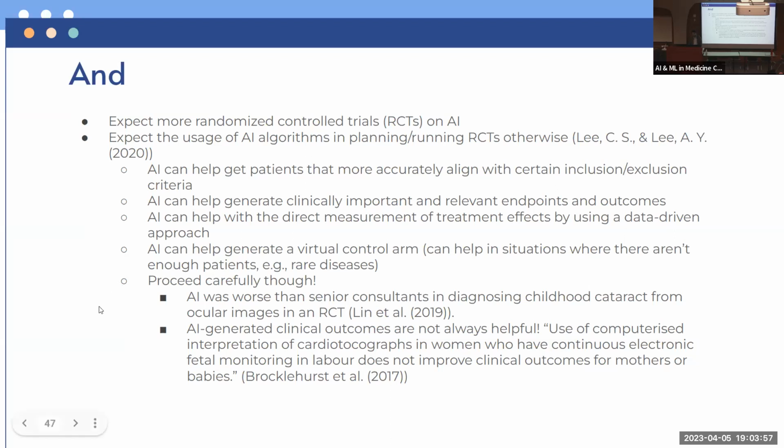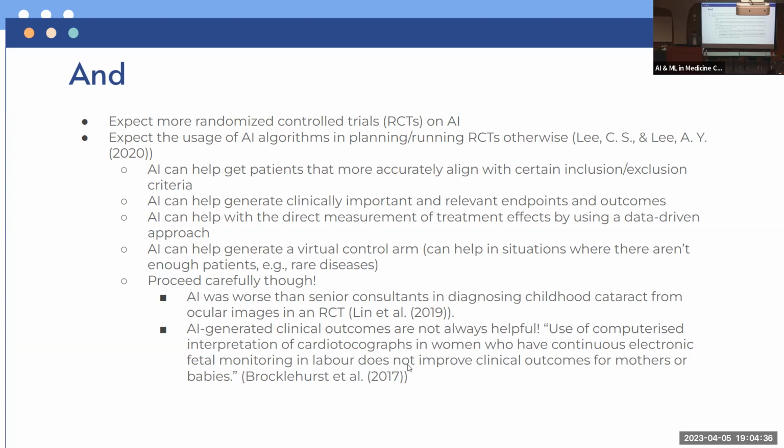But again, proceed with caution, because, for example, I saw this paper about an RCT where AI was worse than senior consultants in diagnosing childhood cataract from ocular images. But again, senior consultants, these are pediatric ophthalmologists who have been working for 5 years at least, on top of their residency and fellowship and all that stuff. So these are experts in that field. So you need to be careful what you're comparing this to and which situation and setting you're using this in, right?